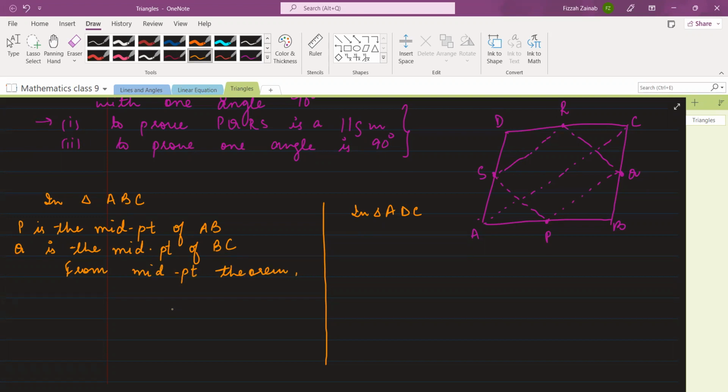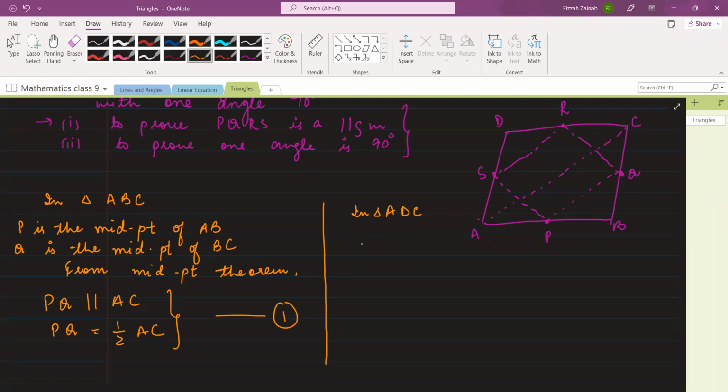So what does it say? That if P and Q are midpoints, so that means PQ will be parallel to AC, right? And PQ is equal to half of AC. So this is midpoint theorem. You can call it your equation number 1.